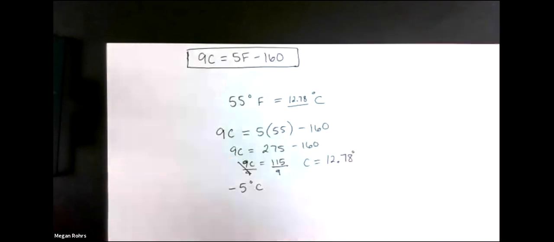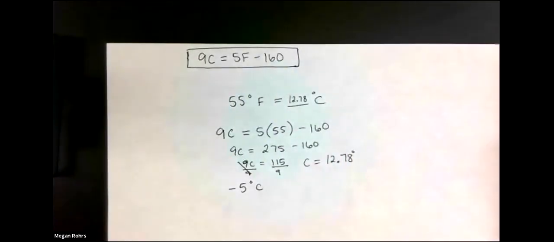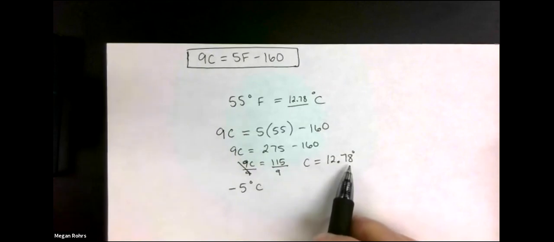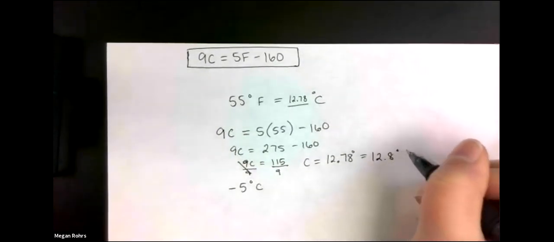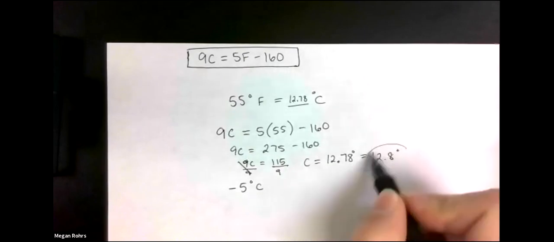And I'm not sure what your assignment has you do. Let's see. So in your assignment, practice problems D, it says round to the tenths. So if we were rounding this one to the 10th place, we would round to 12.8 degrees Celsius.